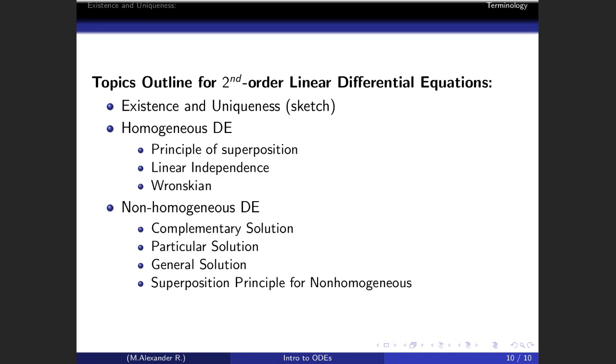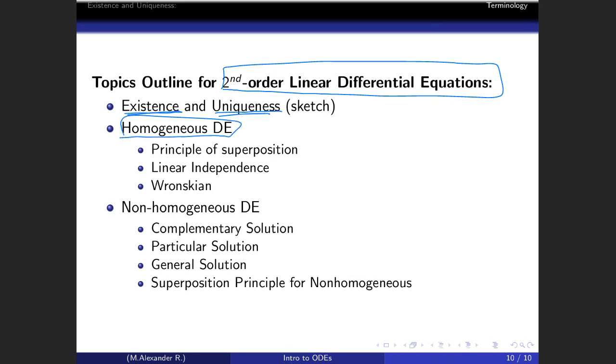That's it for what I want to say about this topic. Remember, we are now dealing with second order linear differential equations, and we just talked about existence and uniqueness. This is just the first topic, to give you some terminology. In the next video, I'm going to talk about a homogeneous equation, but only about the principle of superposition. This entire section on second order linear differential equations is very lengthy.